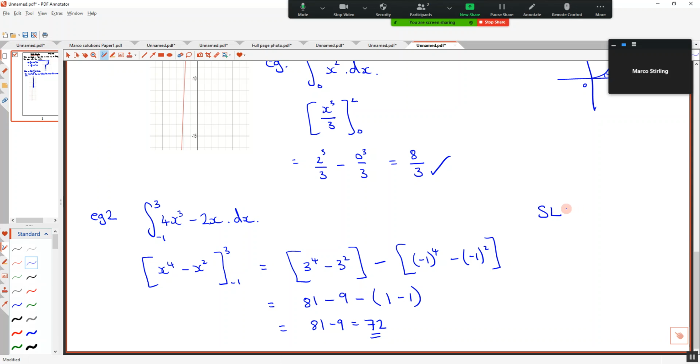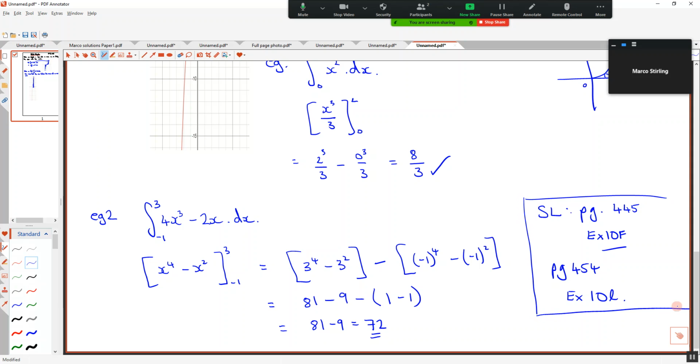So this is from the SL book, page 445, exercise 10F. Could you have this x to the power of 4? As well as page 454, exercise 10L. And Marco, if you have a look at these as well, okay? Yes, you should have. It should be on Teams, okay?